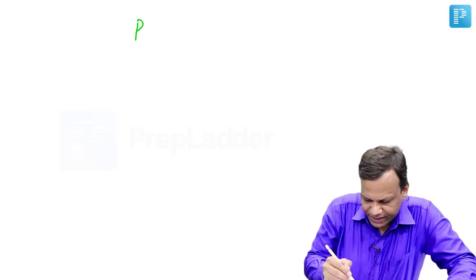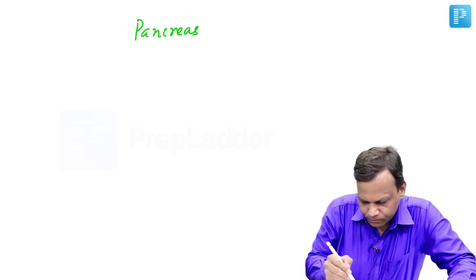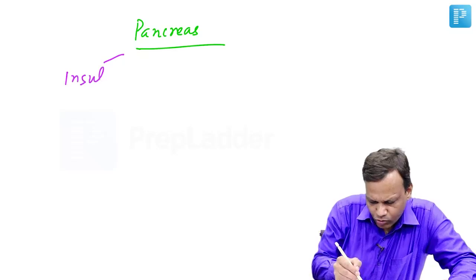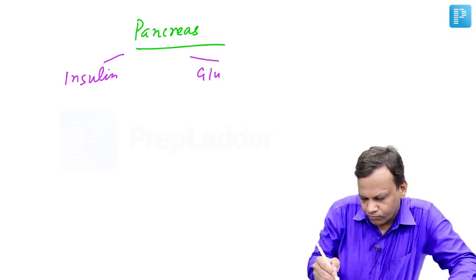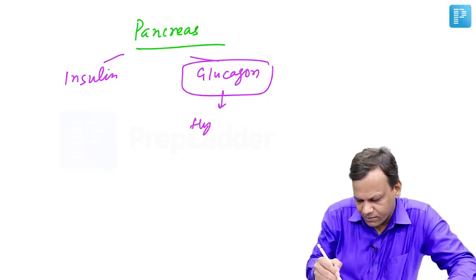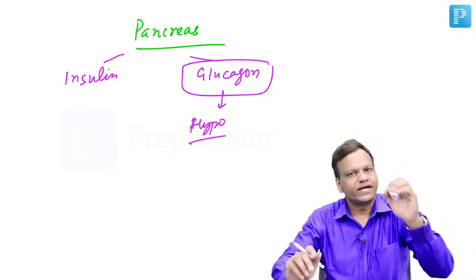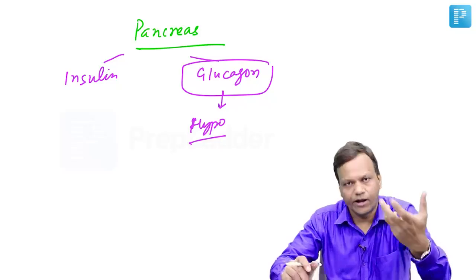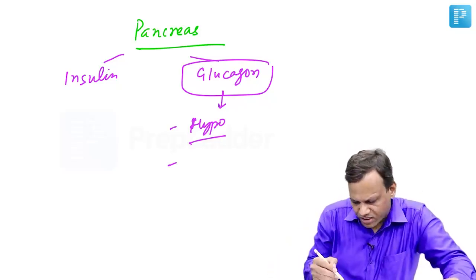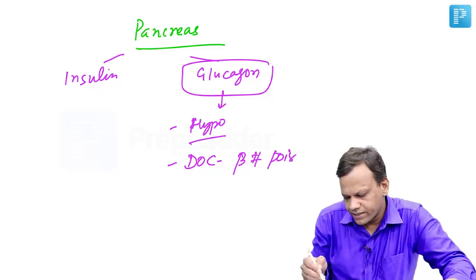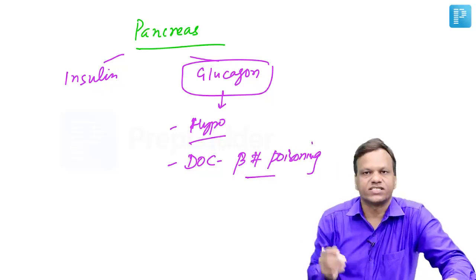Next endocrine gland is pancreas. In the pancreas, the main hormones are insulin and glucagon. Glucagon increases blood sugar, so it is used for hypoglycemia. But it is not effective in hypoglycemia due to starvation or hypoglycemia due to alcoholism. Apart from hypoglycemia, glucagon is the drug of choice for beta blocker poisoning.